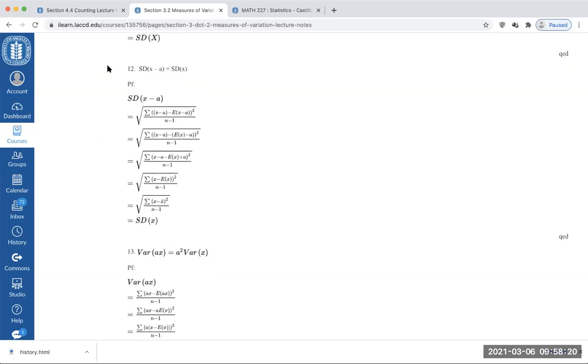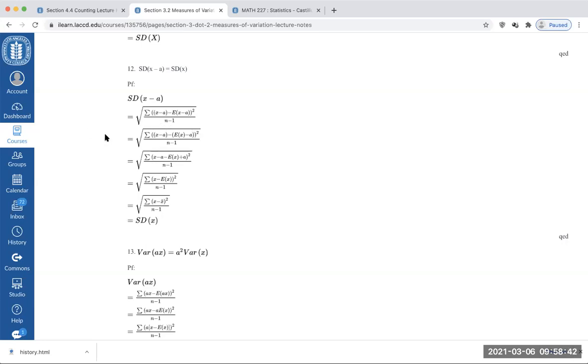Next, the standard deviation of x minus a is the standard deviation of x. Well, the standard deviation of x minus a is the square root of the sum of x minus a minus expected value of x minus a quantity squared over n minus 1.